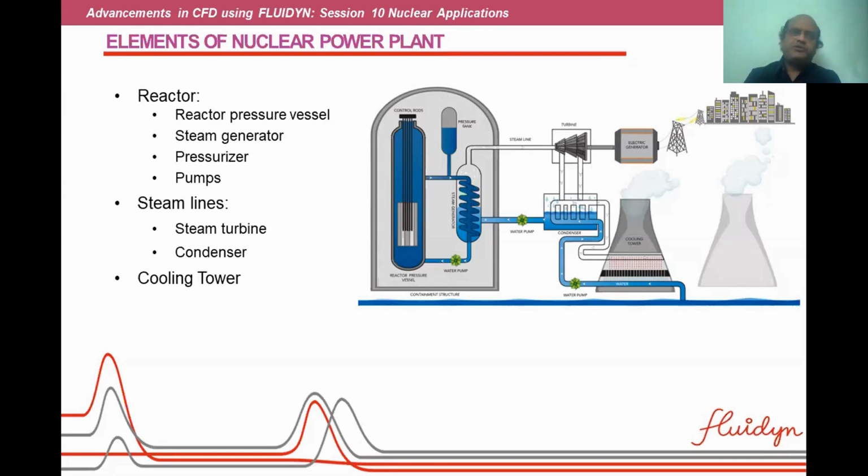A nuclear power plant has various equipment. It has a reactor pressure vessel and steam generator. Then there are pumps, electromagnetic pumps in some cases, then turbines, condensers, cooling towers, and so on. And a lot of piping and containment structures to protect the outside environment from any possible leakages.